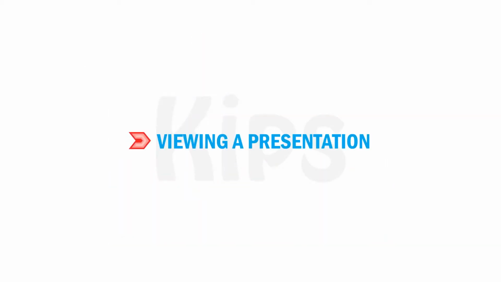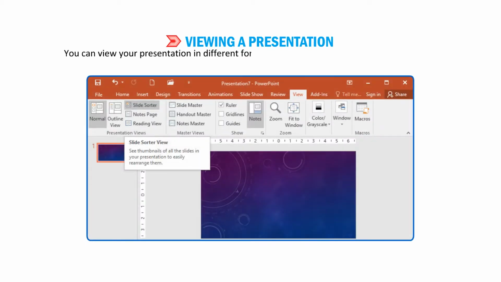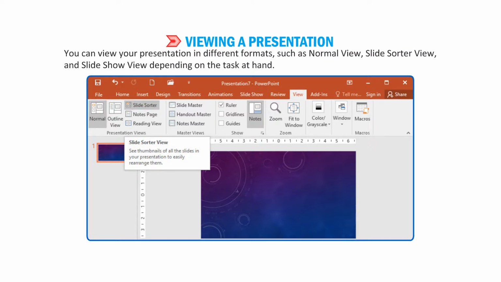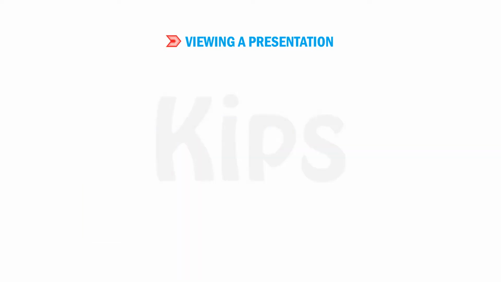Students, let us talk how to view a presentation. You can view your presentation in different formats such as normal view, slide sorter view, and slideshow view depending on the task at hand. Most of the view buttons are available in the presentation views group on the view tab. By default, a user works in normal view. Let me tell you about normal view first.